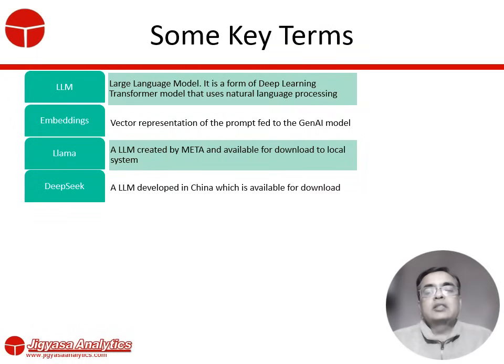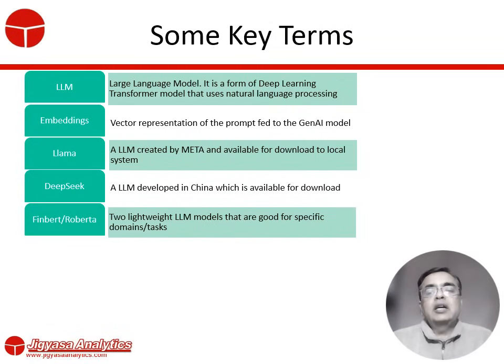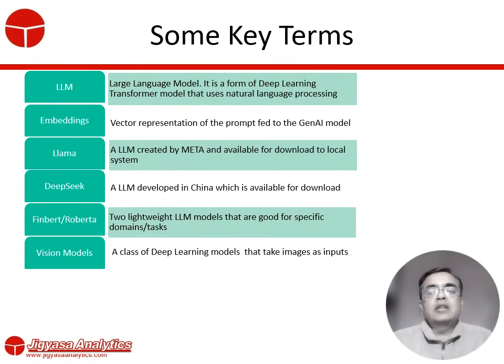DeepSeek. This is another large language model which originated in China and is again available for download to local systems. FinBERT and RoBERTa. These are examples of lightweight large language models that are good for specific domain-specific tasks. For example, FinBERT works very well for financial data. Vision models. These are a class of deep learning models that take images as inputs.